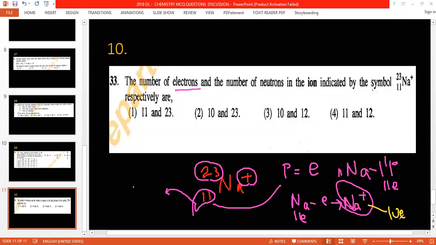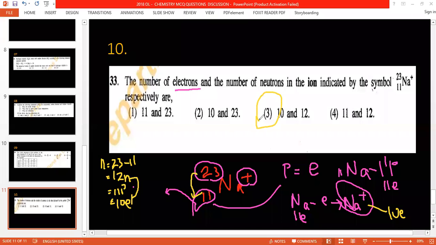And the neutron number never changes. How to find the neutrons here? You just deduct: 23 minus 11. How many neutrons? 12 neutrons, and 11 protons and 10 electrons. So 10 and 12 is the answer. The answer should be the third one.